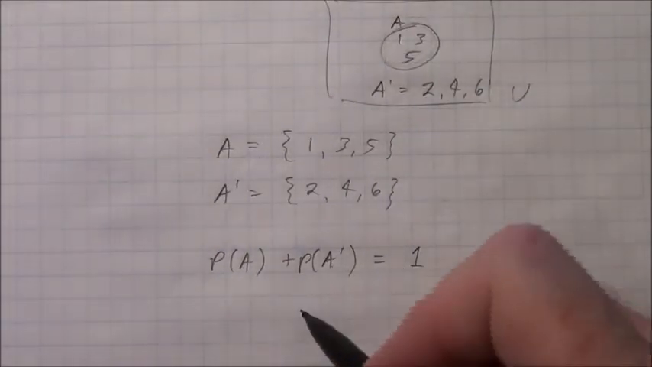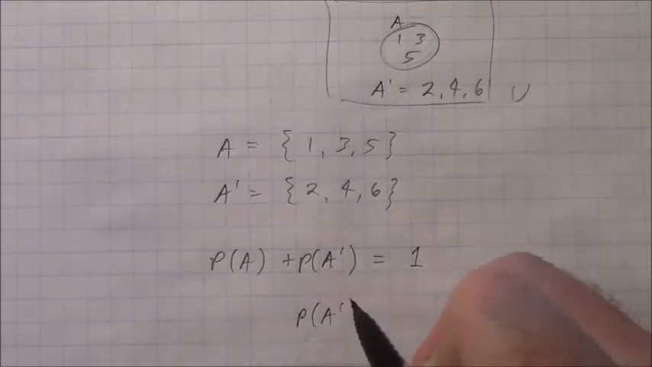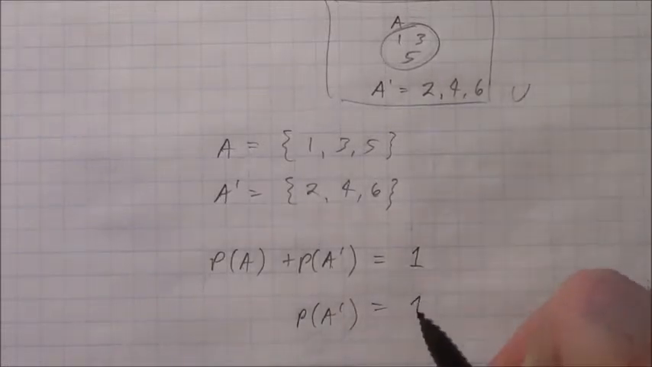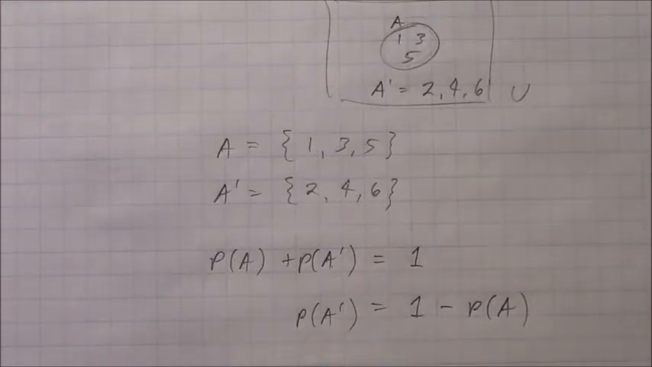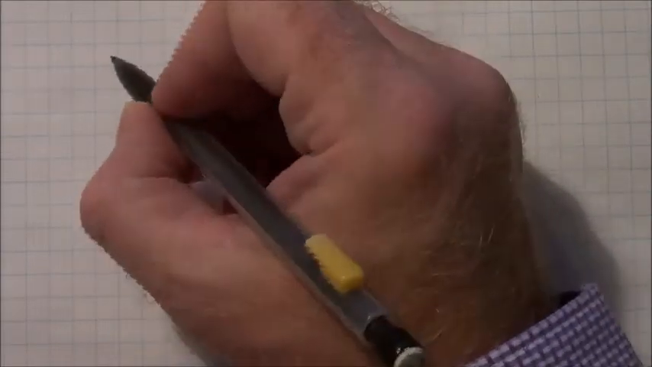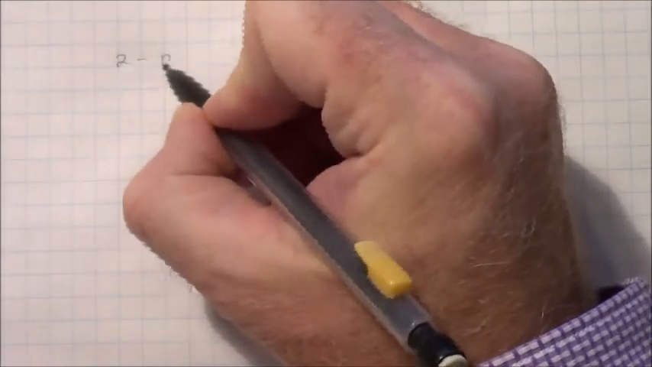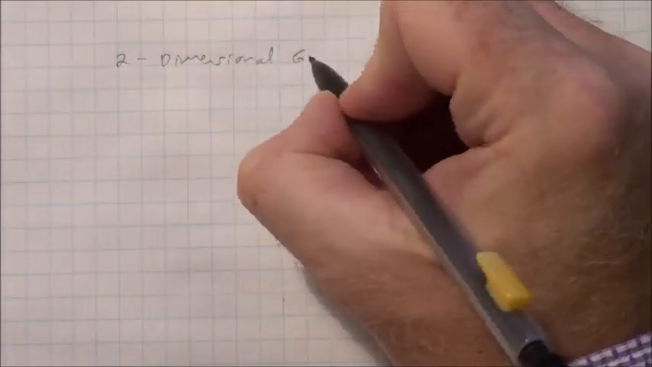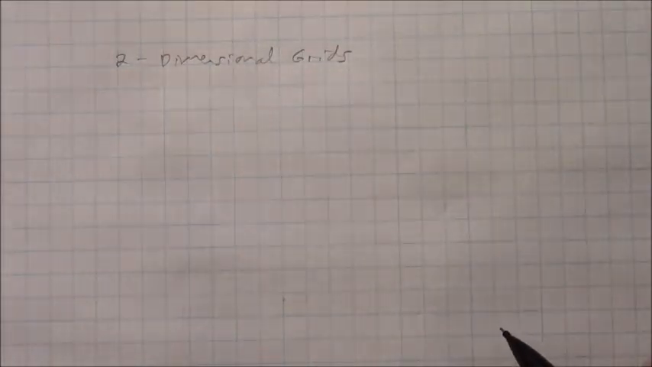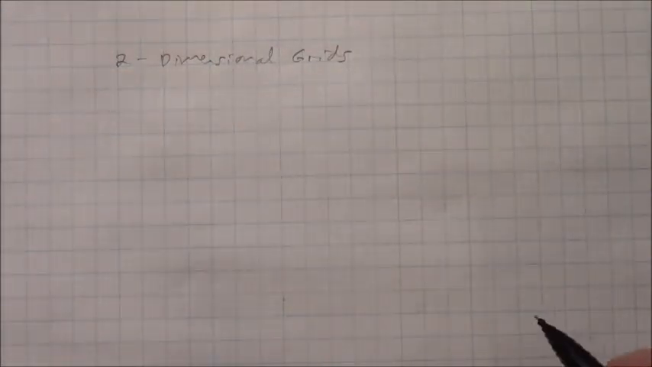If we were to rewrite this, we could just say, okay, well, the probability of the complement of A is equal to 1 minus the probability of A. This is a different way to see it. We can use grids to find probabilities. We can use two-dimensional grids, which give a nice visual representation of the outcomes and the probabilities.